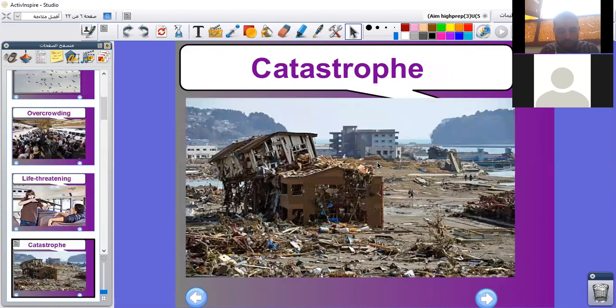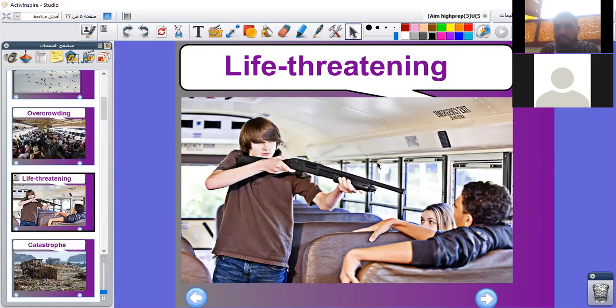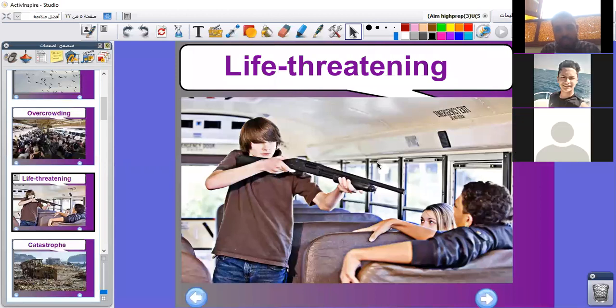Life threatening means something dangerous and able to kill. For example, cancer is life threatening. Do you know cancer? Cancer is a disease. It's life threatening because it can kill people. Anything that can kill people, we call it life threatening.